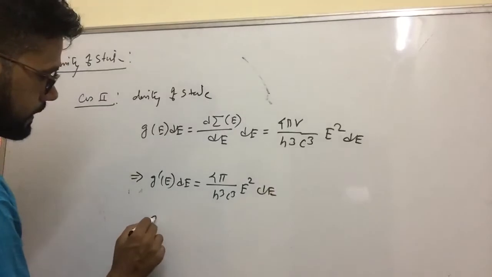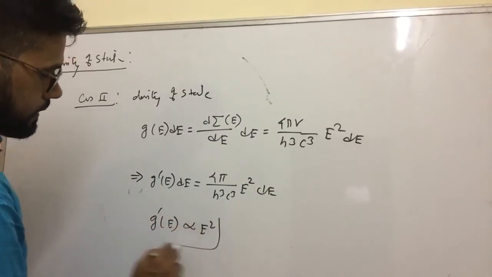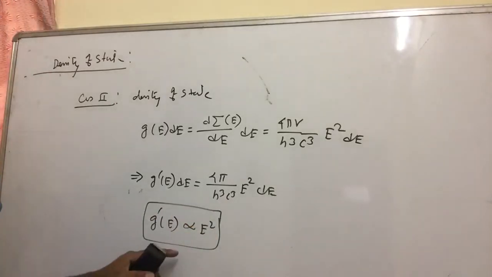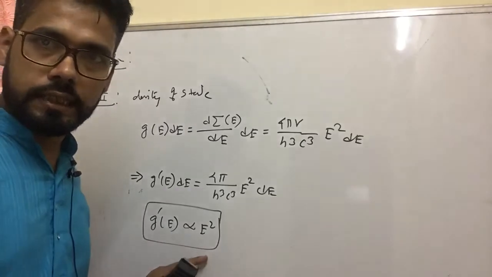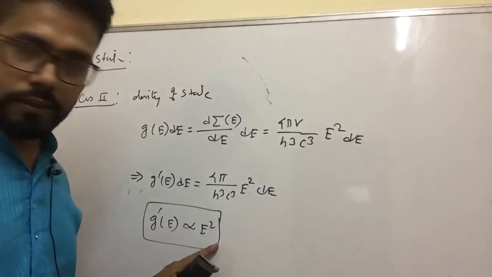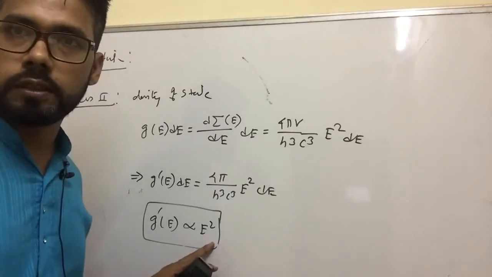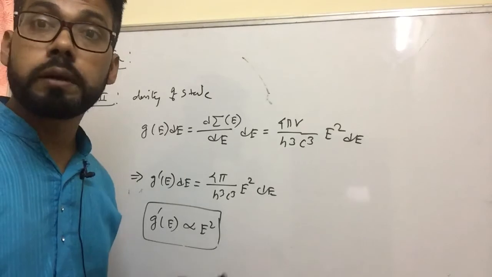So what do you understand? g prime E is proportional to E square. See, in the case of a classical particle or fermion, the density of state is proportional to E to the power half. Here, in the case of a photon, it is proportional to E square. That means the density of state depends on the nature of the particle.